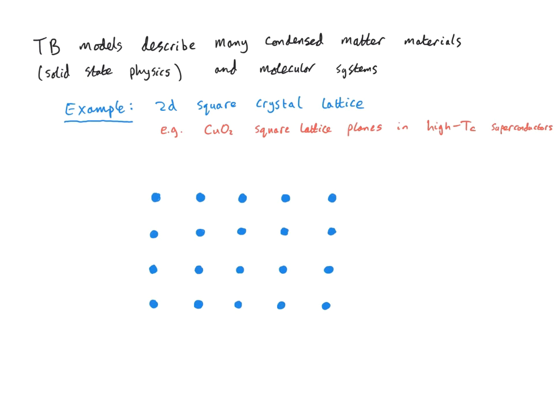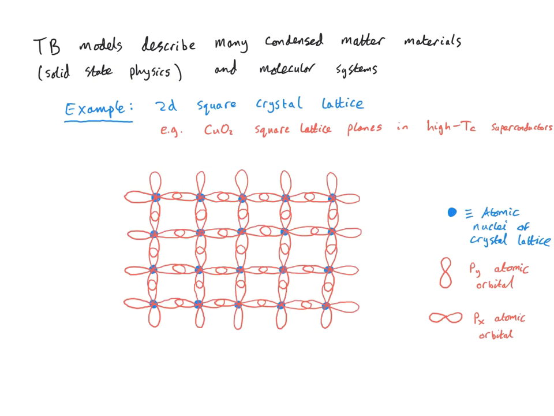So first of all, let's consider a 2D square lattice of the atomic nuclei drawn here in blue. And now let's consider the p orbitals of each atom, for example, the px and py orbitals, and the pz orbitals will be pointing out of the page, and we'll ignore those in this analysis. So how does it look when we put these orbitals on each of the lattice sites? So there we have it.